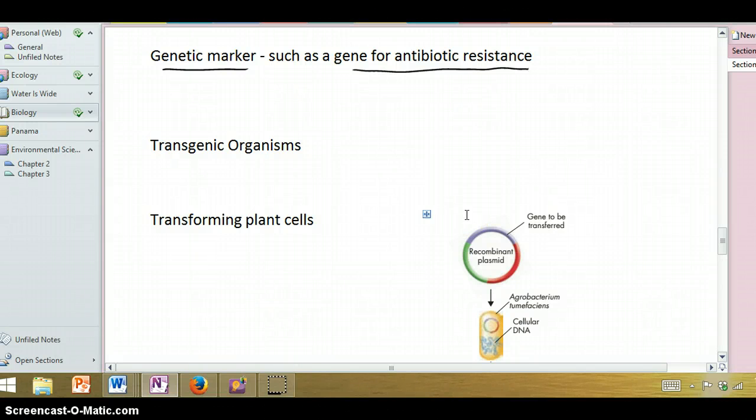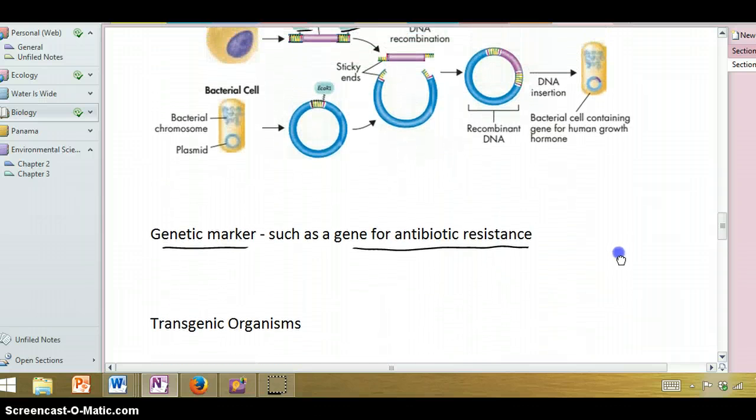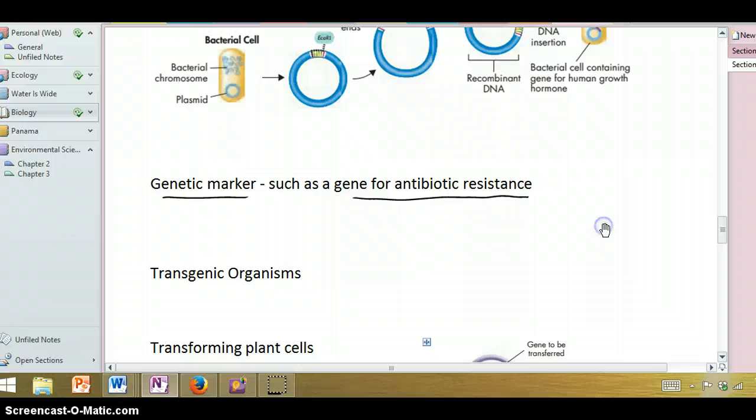All right, let's continue with section 2 of chapter 15. We're talking about making transgenic organisms, in particular moving human genes into bacteria.